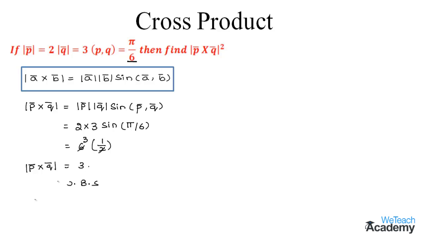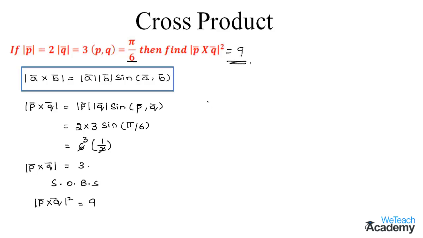Now let us square on both sides. So we get mod p bar cross q bar whole square is equal to 3 square, and its value is 9. So therefore we can conclude that the value of mod p bar cross q bar whole square is 9.